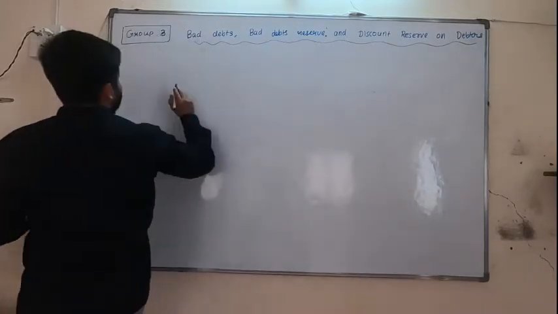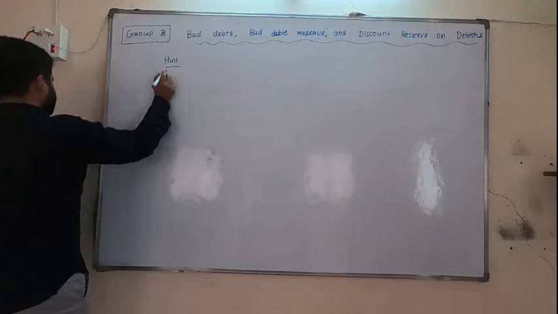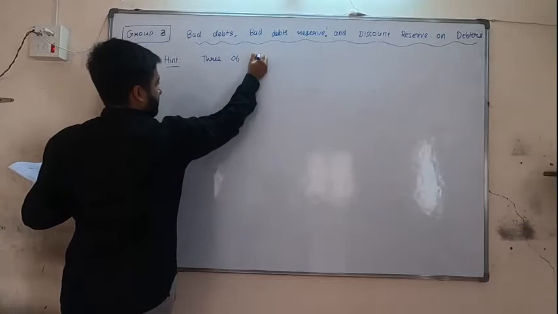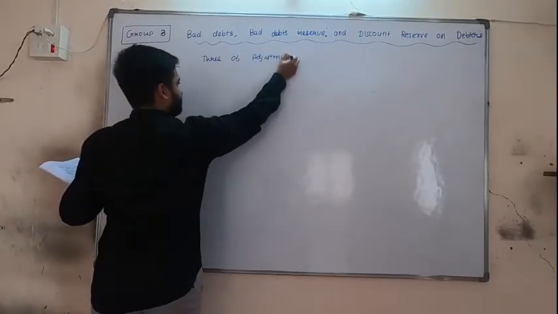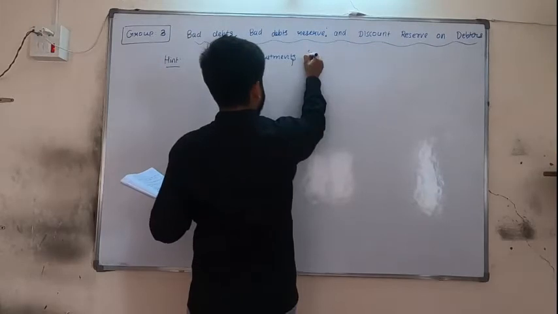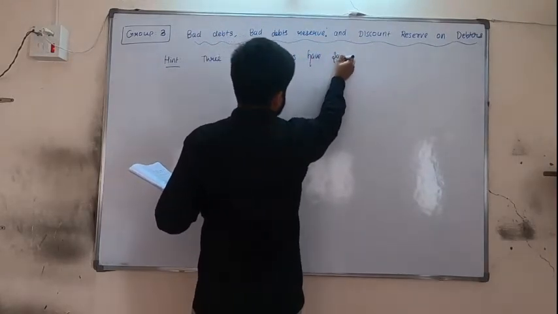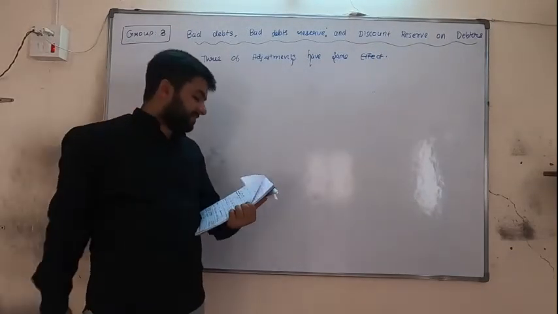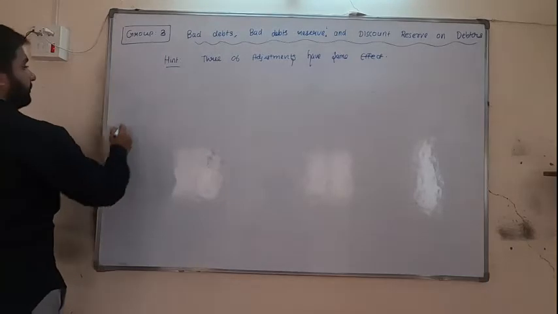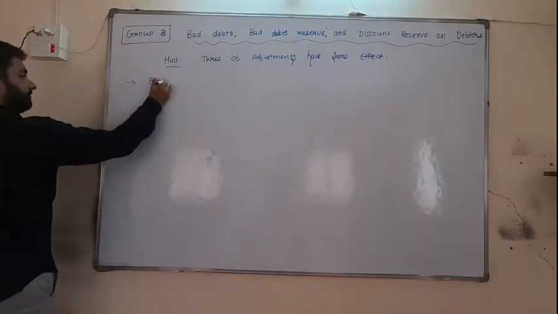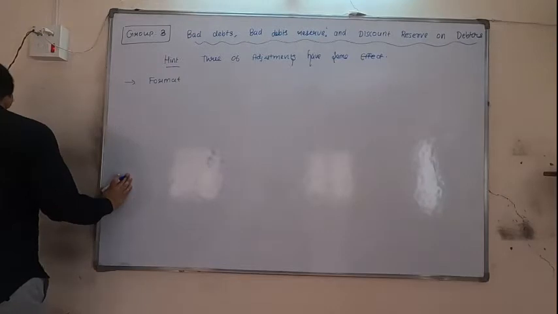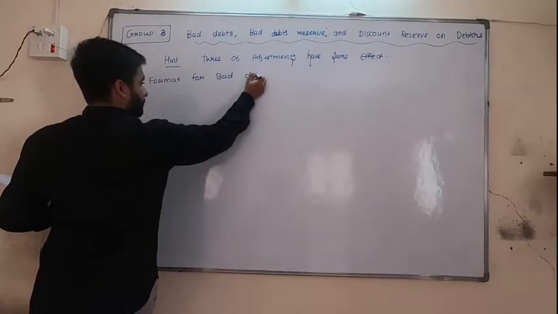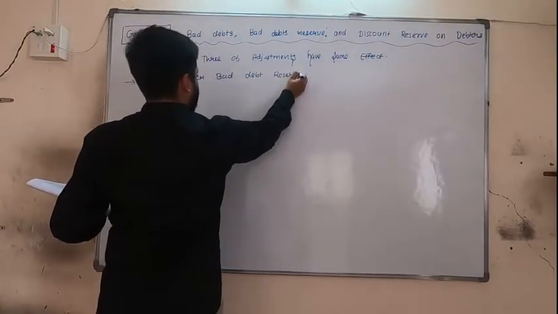But first we should write the hint, which is important here. Hint: these three adjustments have the same effect itself, no change in the effect. Now, for that we need a format, for bad debt reserve and discount reserve.